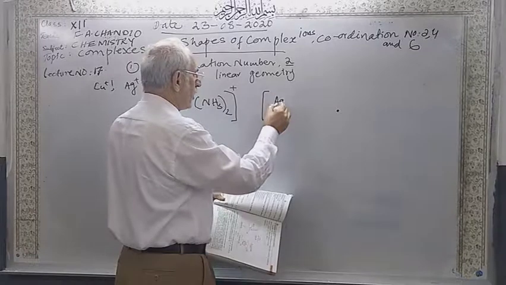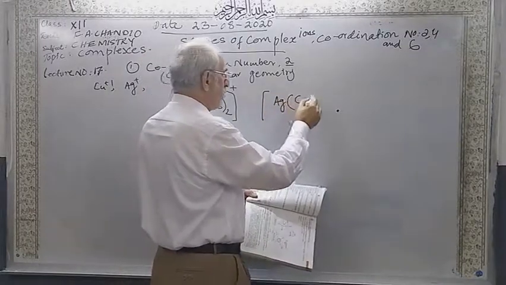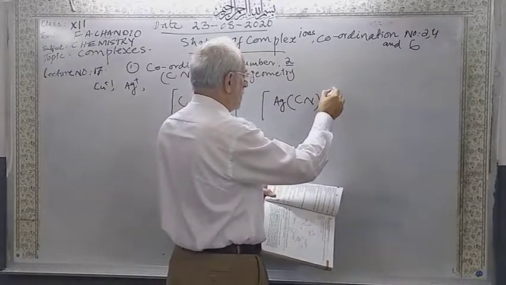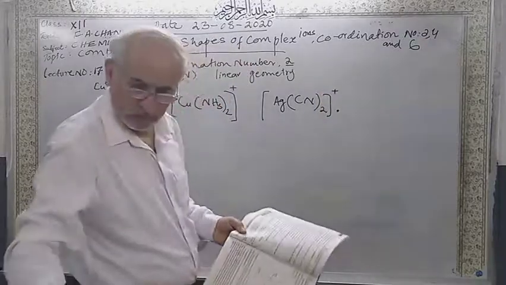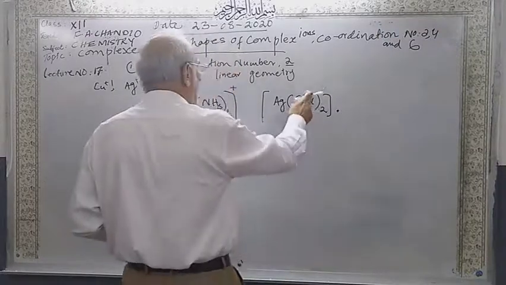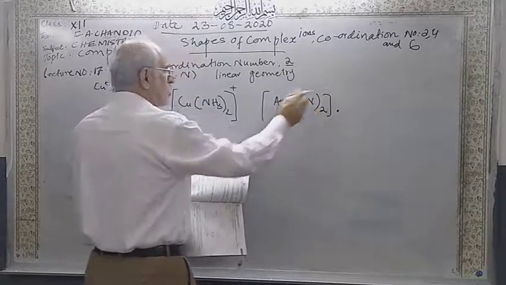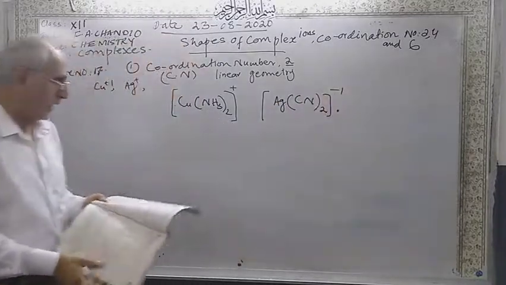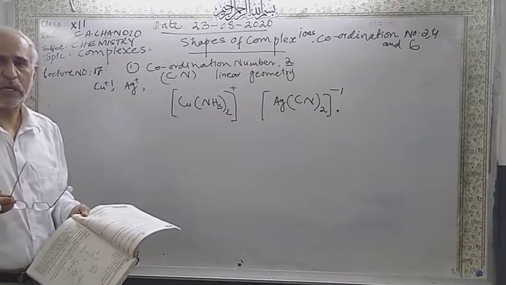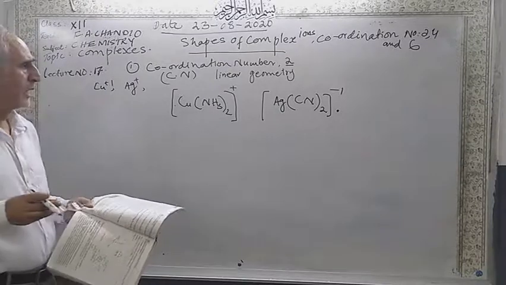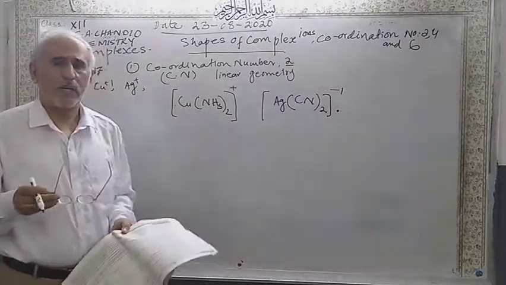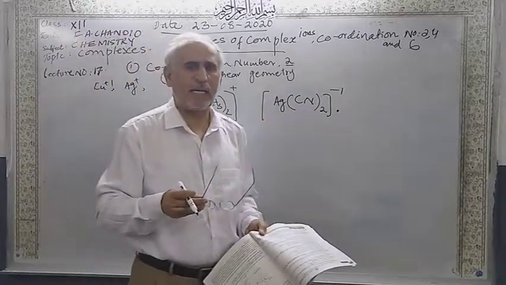Silver, cyanide. So there will be a negative one charge on cyanide. There are two negatives, and with a single positive the overall charge should be negative one. So dicyano argentate. We have to add ATE: argentate or silverate. Because this is the negative ligand, that's why you have to write ATE at the end.